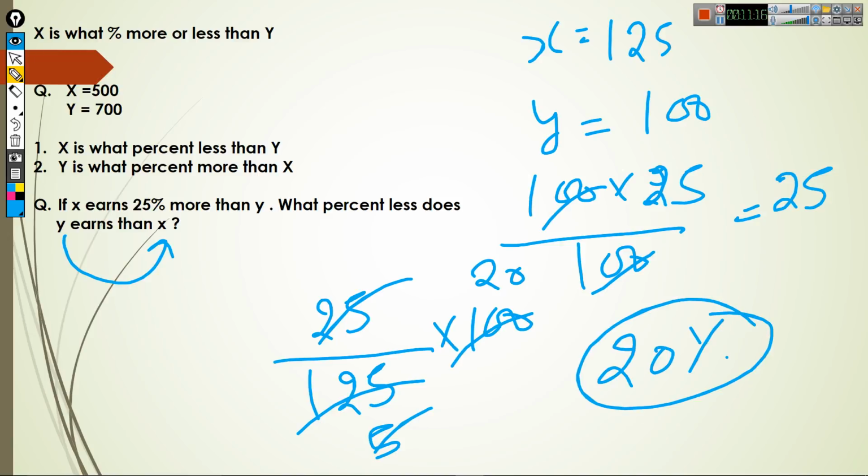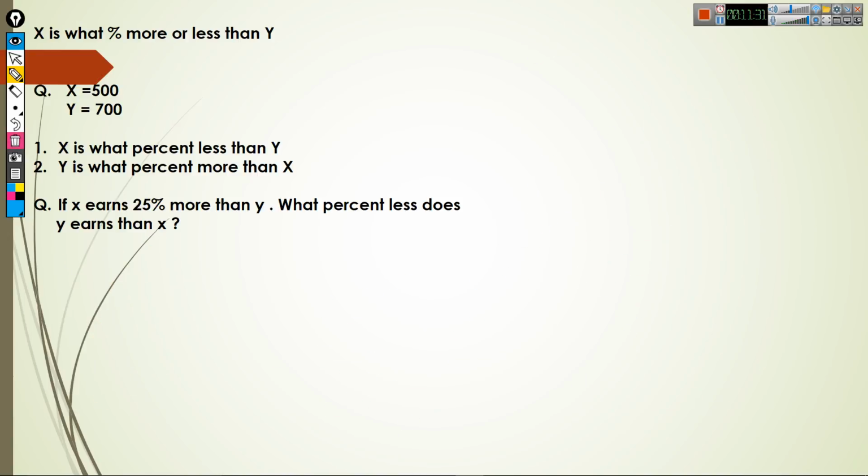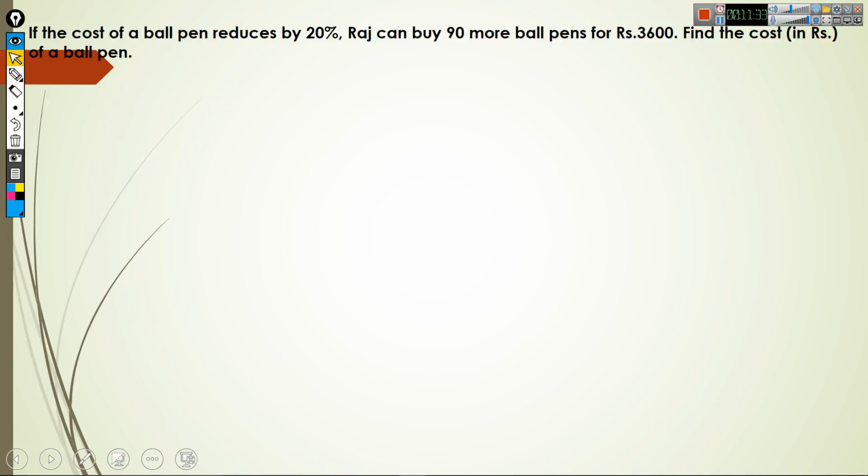So this is the basic, and you have to use this concept in data interpretation. At least two questions will be based on this concept in your data interpretation. So this is very important. You must remember how to compare the values. Let's see one more question.